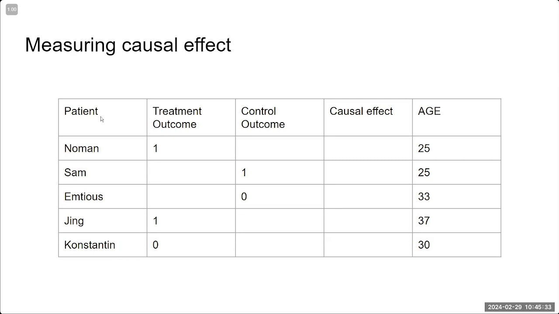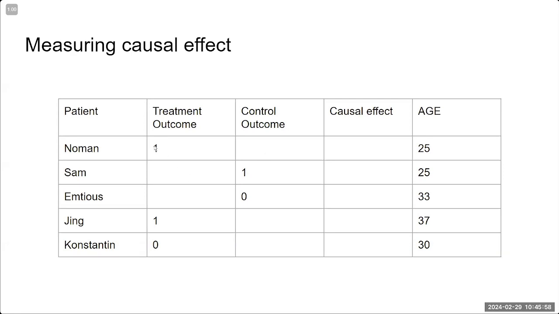Say that we have 5 patients, and they are divided into a treatment group and a control group. So for example, here you can consider that Noman, Zing, and Konstantin are in the treatment group, and Sam and MCS are in the control group.